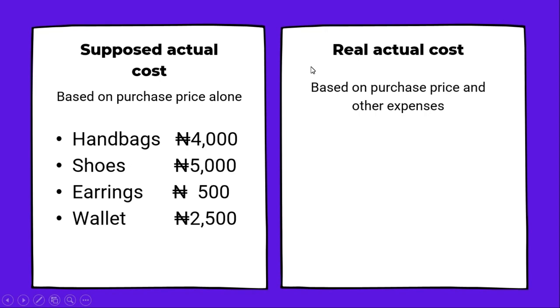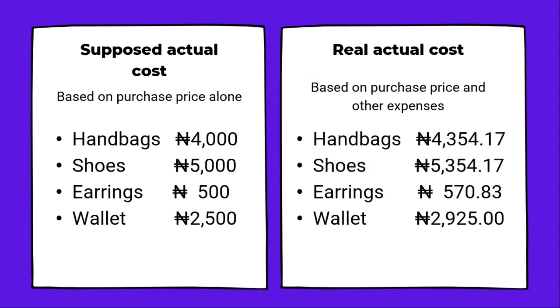And if you did your calculation properly, like we did, based on the purchase price and considering other expenses, you share them appropriately, you would have this. One handbag would cost 4,354.17. One pair of shoes will cost 5,354.17. Your earrings cost 570.83, and your wallet costs 2,925.